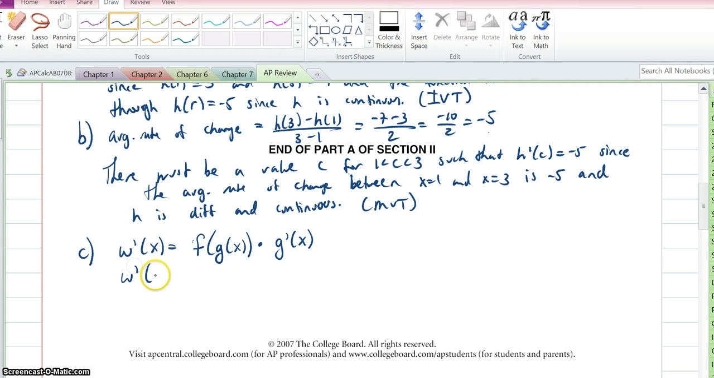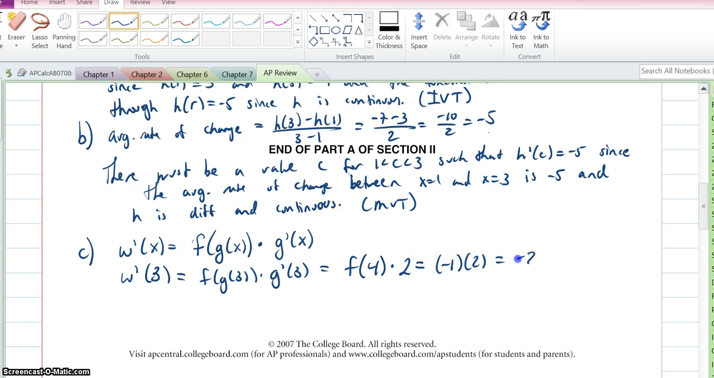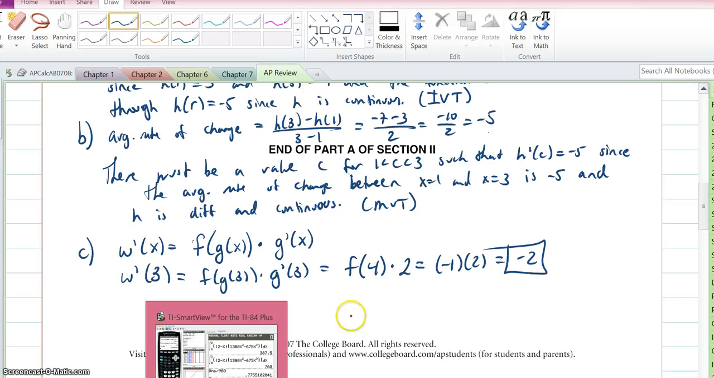So if we're trying to find W prime of 3, we're going to take f of g of 3 times g prime of 3. Again, we're going to go to our table. g of 3 is 4, so we have f of 4 times g prime of 3, which is 2. f of 4 is negative 1, so we have negative 1 times 2, which is negative 2. And that's all you had to do in that problem. So again, that's from the fundamental theorem of calculus, that if I take the derivative of an integral, it's that function with that top value plugged in, but again, times its derivative.